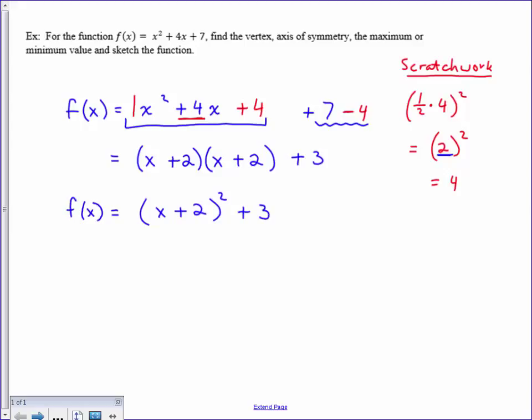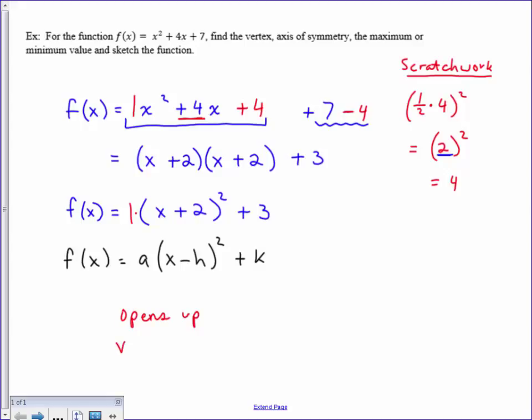Now that you have the polynomial function in this form, it fits your form f of x equals a times x minus h squared plus k. We notice there's an understood 1 here, and so my a value is positive, which means that my graph would open up. So I know for sure that it opens up.